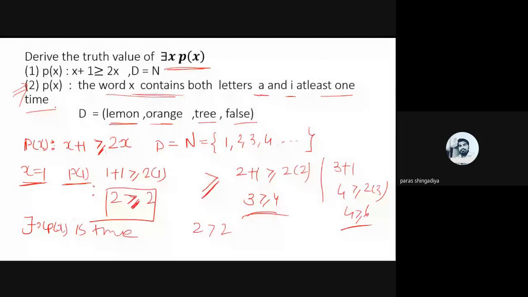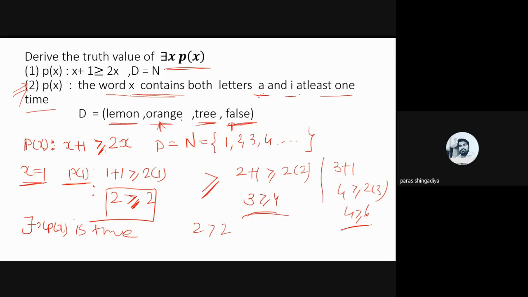In the first word, there is lemon. Consider the lemon. Does the word lemon contain both letters A and I at least one time? In lemon, there is no letter A or I, so it is wrong. Consider orange. Does the word orange contain both letters A and I? There is A only, not I, so it is also false. Now consider tree. There is no A or I in the spelling of tree. And consider false. Does the word false contain both letters A and I at least one time? There is A only, no I.